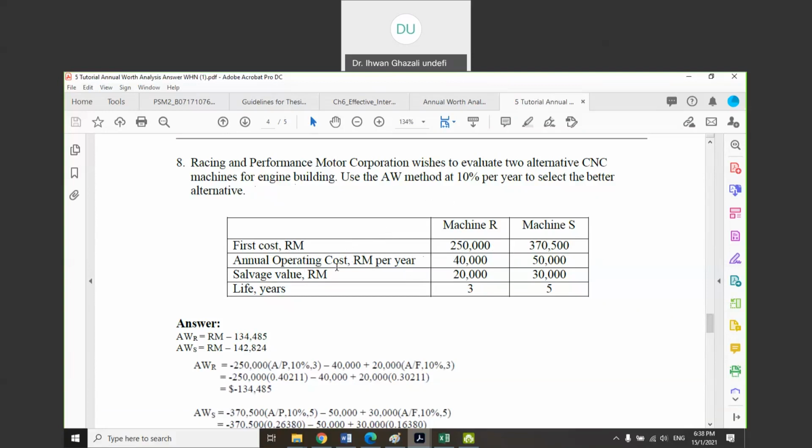And annual operating cost per year, machine R is 40,000. Machine S is 50,000. Salvage value or revenue is 20,000, and this one 30,000. Life years, this one is 3 years, and this one is 5 years. Okay, you can see here, this one is more expensive actually, right? But the life of the machine is longer than machine R.